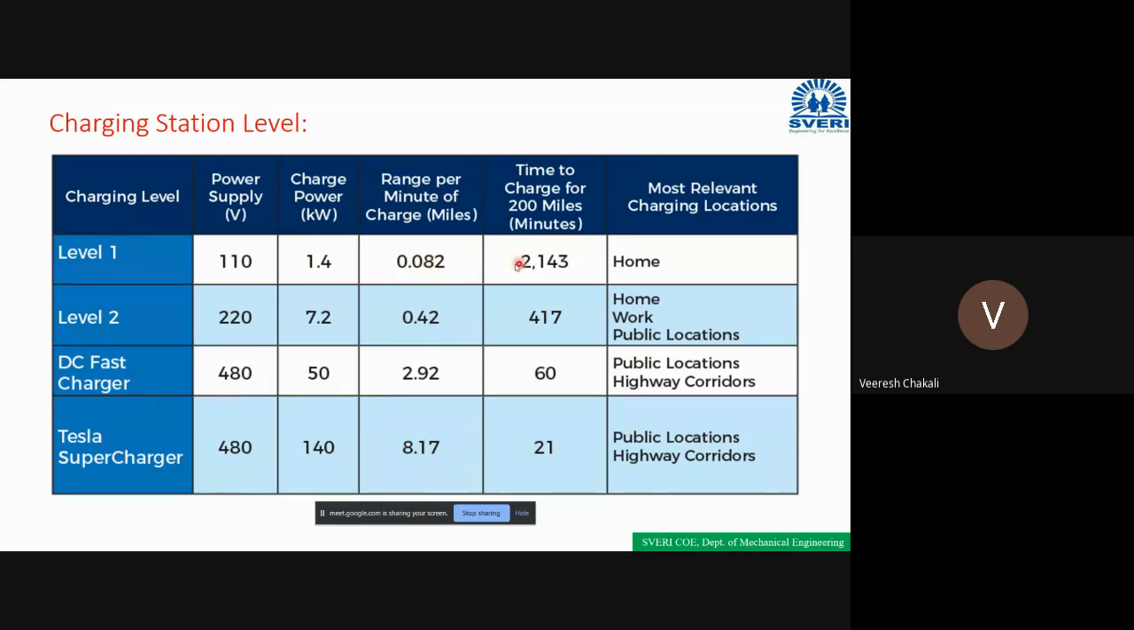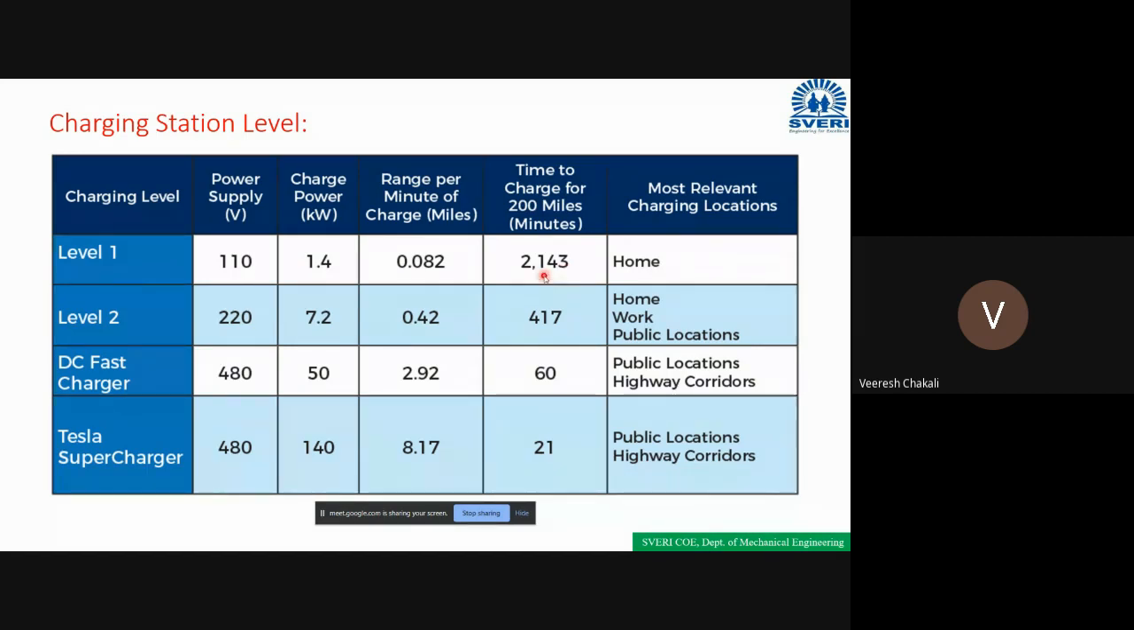Clear? If you charge for 2143 minutes, how much time is that? Can you convert it into hours? 2143 minutes is approximately 35 hours, I think. Is it right?